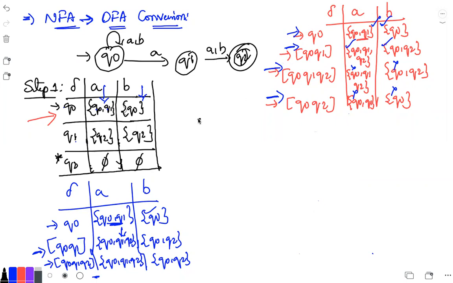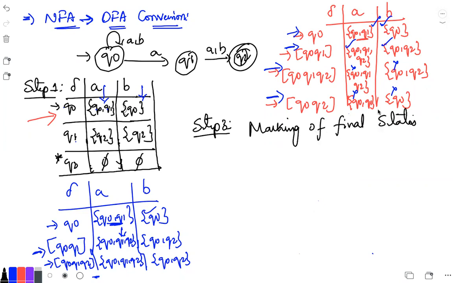Now step 3. This is all step 2. Now step 3. Marking of final states. Now, this NFA is gone. No longer are all the original states there. These are my new states.